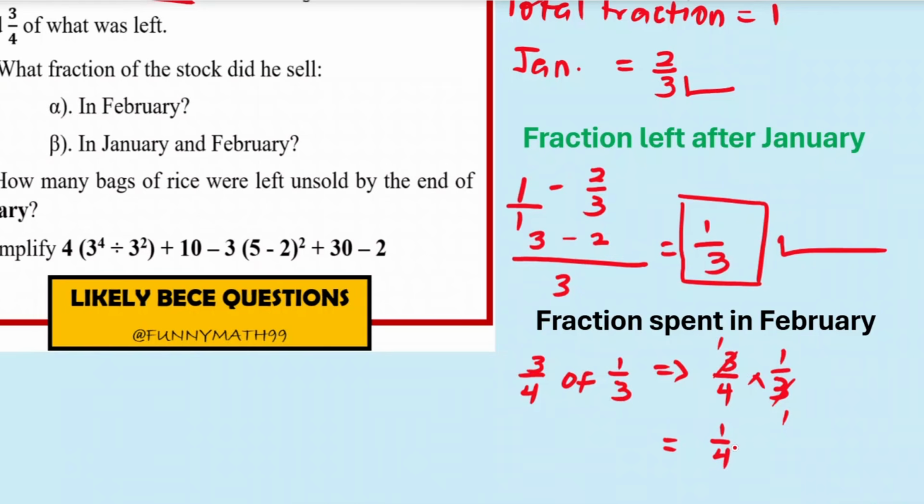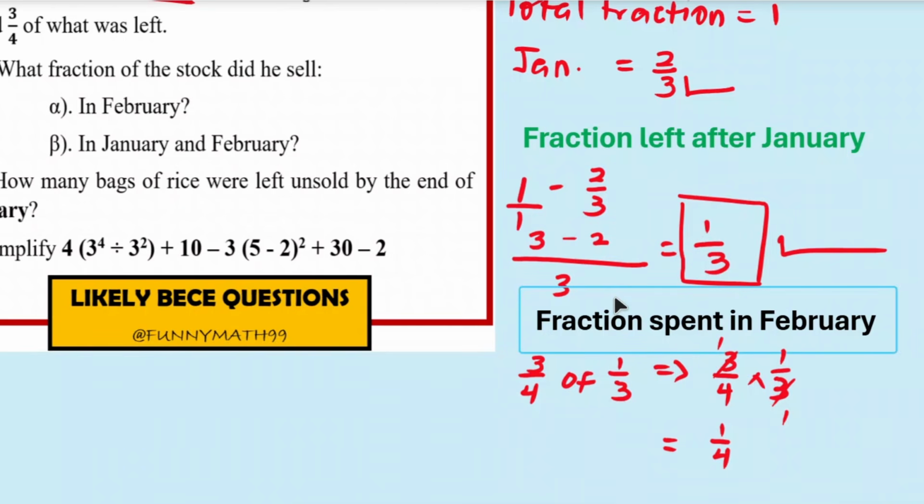So this is the fraction that was spent at the end of February, or in February. So that is the fraction. Let's get to the next question. And the next question is asking for the fraction of stock he sold in January and also in February. So what fraction of the stock did he sell in January and February? So that means we want the total.